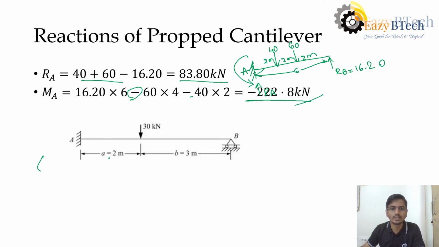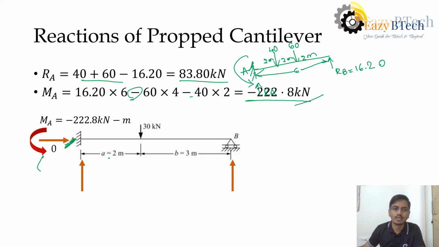Plotting this here, we have 4 reactions here. Horizontal is 0. Mostly the horizontal will be 0 in beams until unless some displacement is allowed. Then the moment reaction is minus 2.8 kilonewton meter. Then RA is reaction acting upwards, that is 83.80, and RB is 16.2.